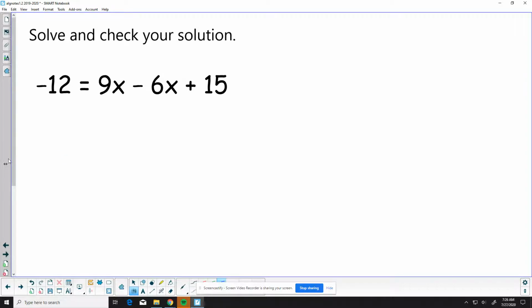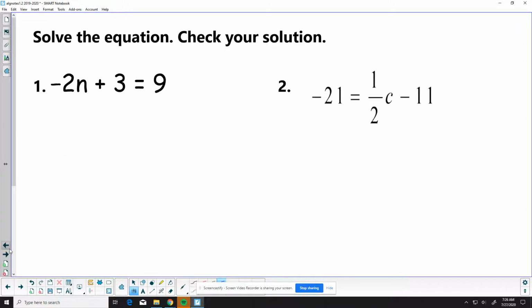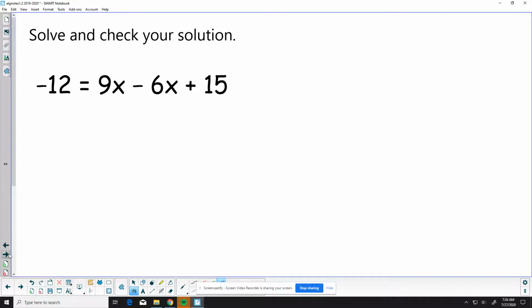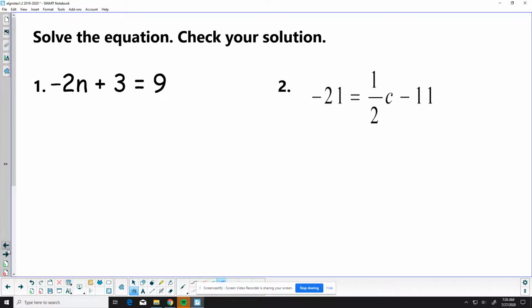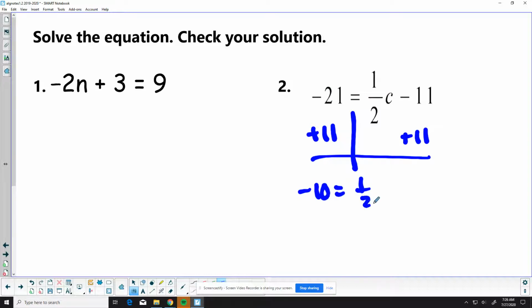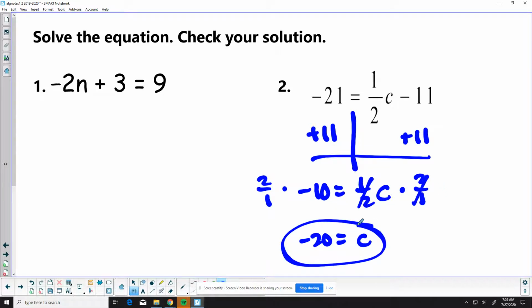Okay, this one's just like the first one we did. I've got a fraction here on number 2. So I've got minus 11. Remember, I'm trying to isolate c, so I'm going to add 11 to both sides. So when I combine those two, that's -10 equals 1/2 c. And if you remember from section 1.1, when you have a fraction in front of the variable, you multiply by its reciprocal. So that's negative 20 equals c, because the 1/2 and the 2/1 cancel. So the answer is negative 20.